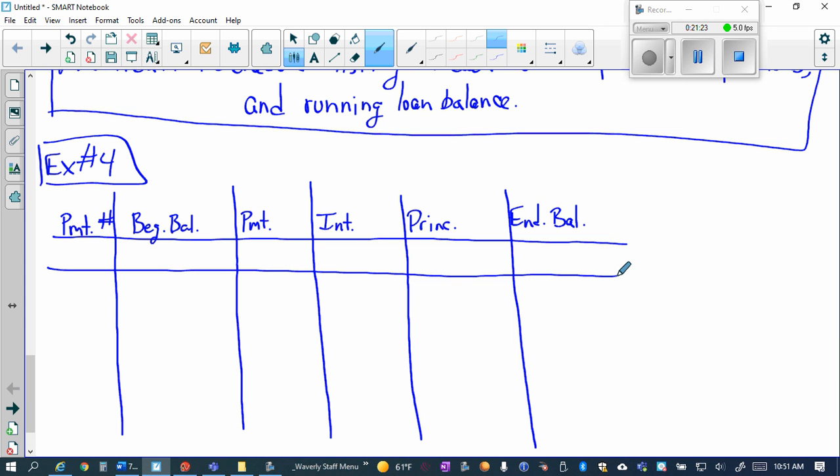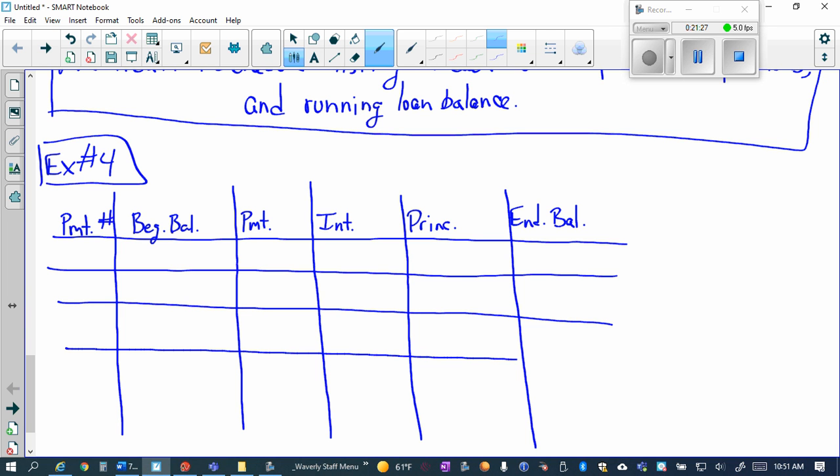I will do 3 months worth. And that'll be enough, hopefully, for you to get the idea, but not have to go through and do the whole thing. So payment 1, payment 2, payment 3. Okay. So for payment 1, our beginning balance is what they borrowed, and that's the $300,000.